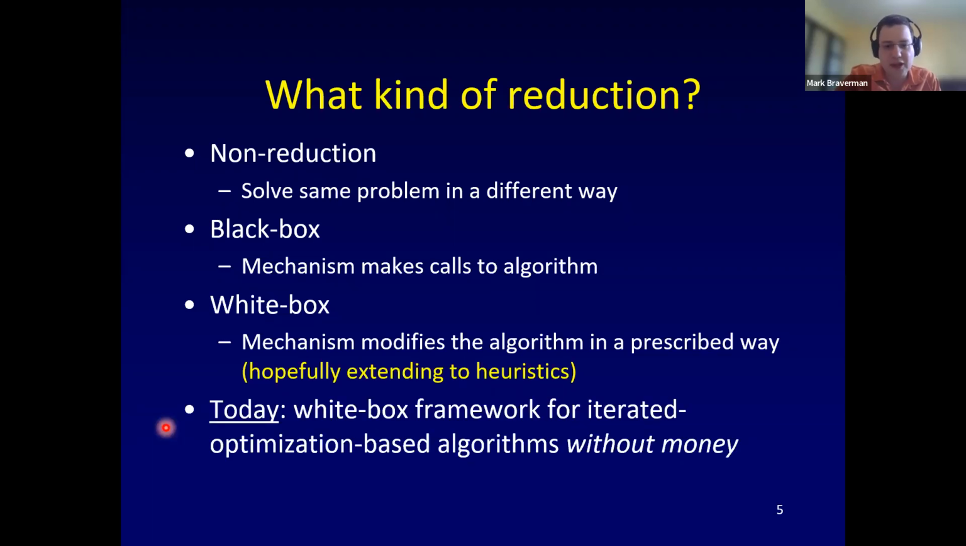Today we'll discuss one generic framework for taking an iterated optimization-based algorithm, which is now very common in several contexts, in machine learning and online optimization. Basically any algorithm that is locally an iterated optimization, and turning it into a mechanism without money. We'll define this and see examples of it.